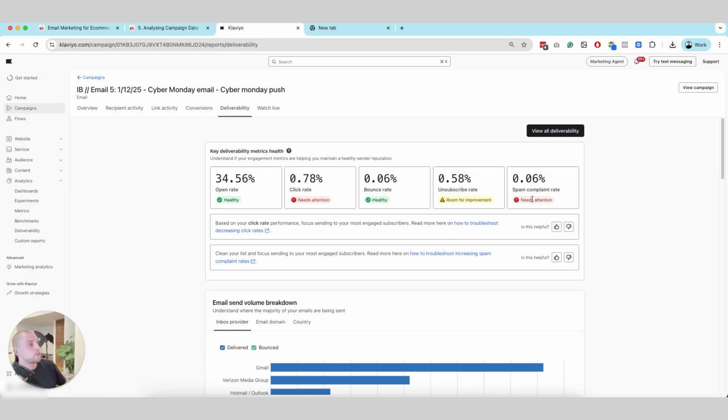And unsubscribes, this is naturally going to reduce as time goes on. Listen, if you're having more than 1% unsubscribe rates, you have an issue, get on the weekly call and we can talk about it. Same again for spam complaint rates. If we have an issue, like this is actually an issue, get on the call and we can talk about it.